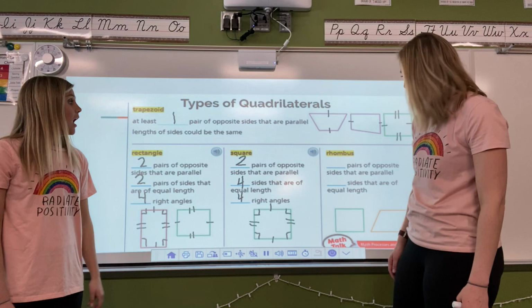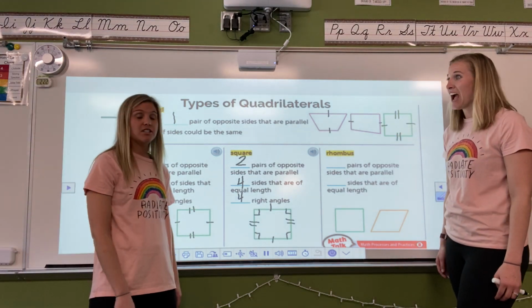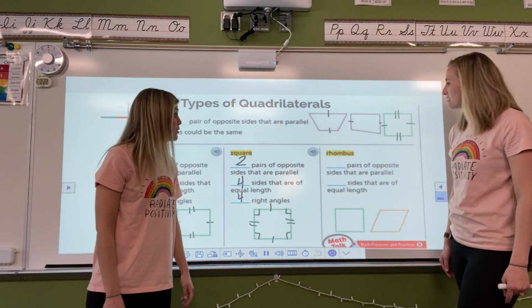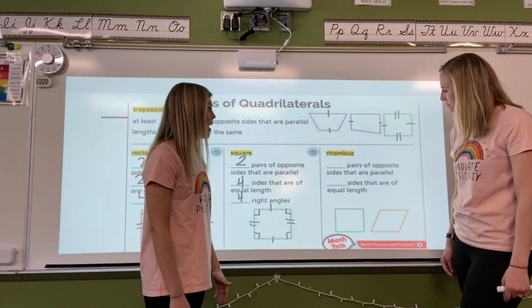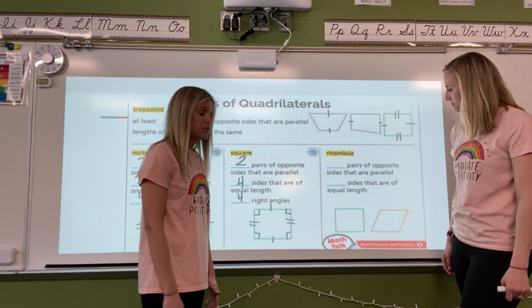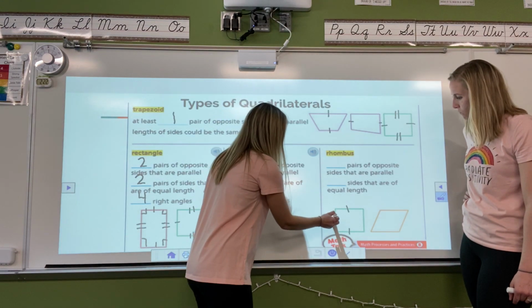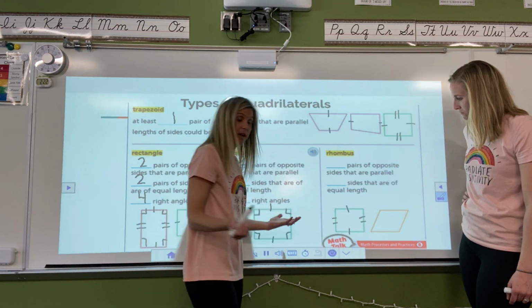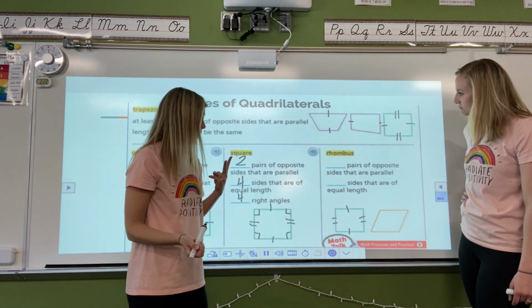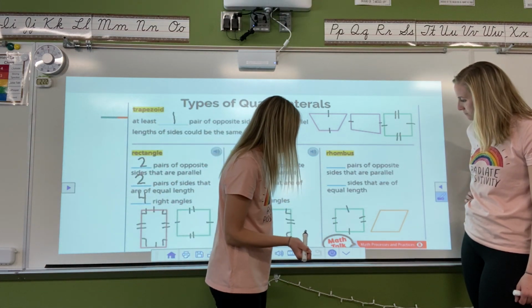All right, and next one is kind of fun to say. It's a rhombus. Rhombus. So a rhombus has blank pairs of opposite sides that are parallel. So I'm going to look. I know that this side and this side are parallel. Yep. This side and this side are parallel. Okay, so that one I know has 2 pairs, but let's look at this shape here.